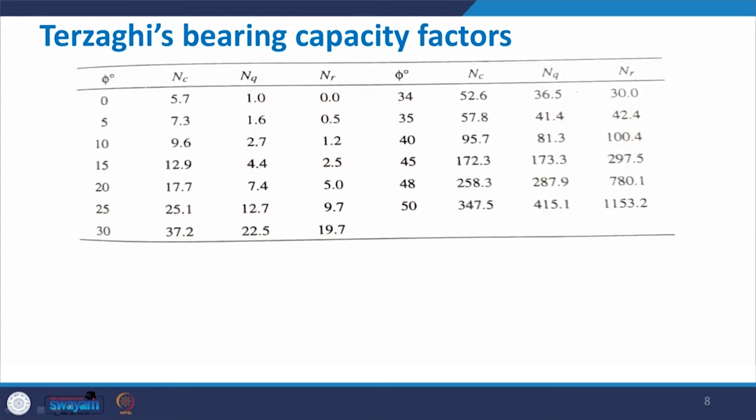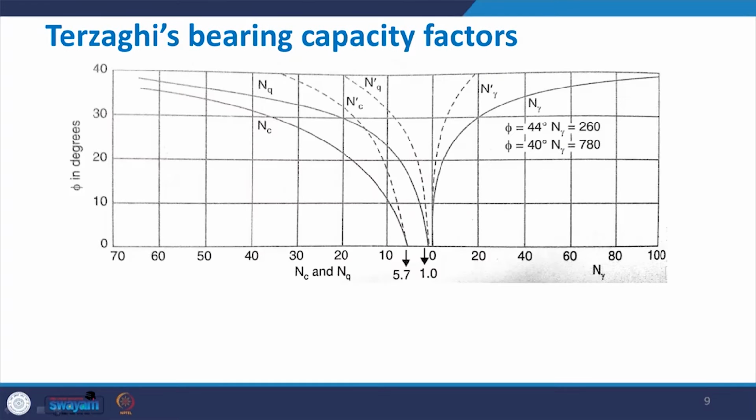So, continuing with this, Terzaghi also gave a chart to find the values of NC, NQ and N gamma, and this chart is given here, but this chart is only for values of 0 to 40 degrees, while the table was up to 50 degrees. So, this chart can be used. Let us do the analysis of these charts.